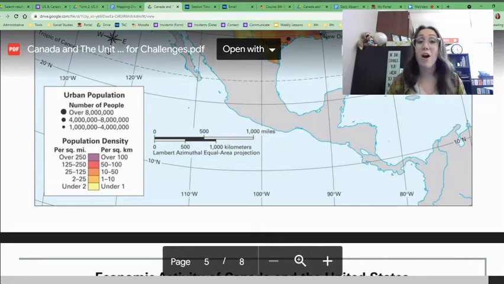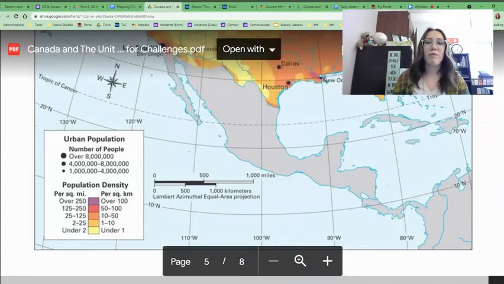Now, it could be as little as under 2 people on average across a large span of land, all the way up to over 250 people in 1 square mile. That is a lot of people in one space. So let's see what we've got.